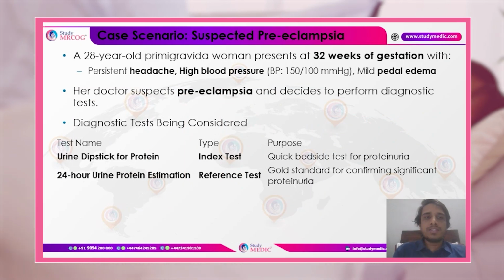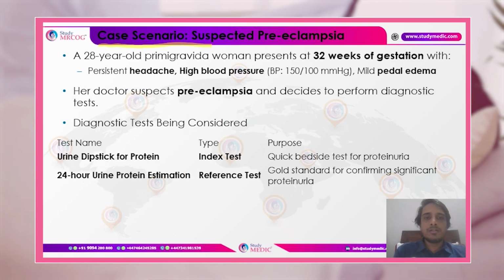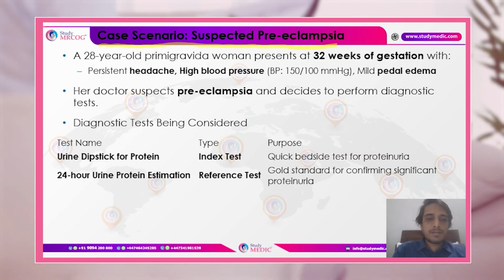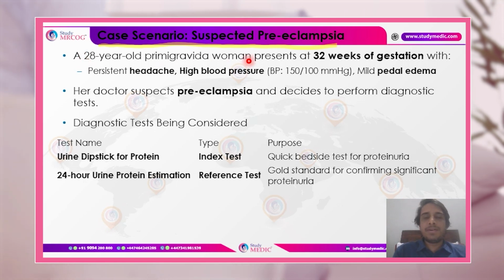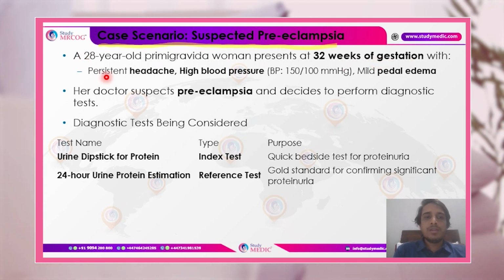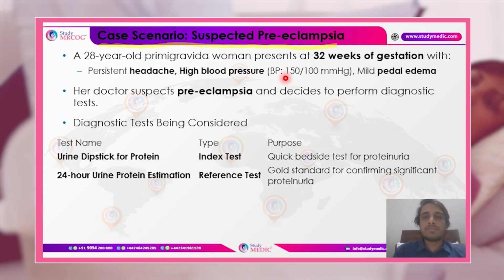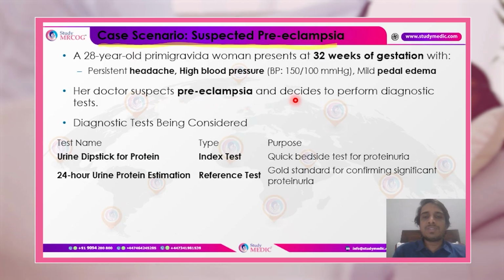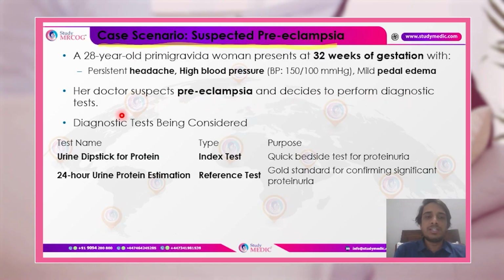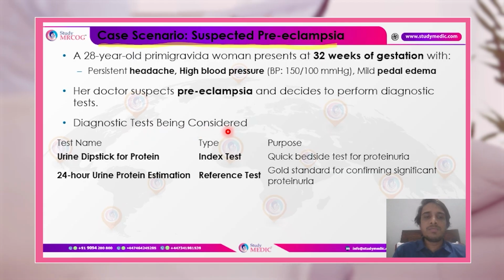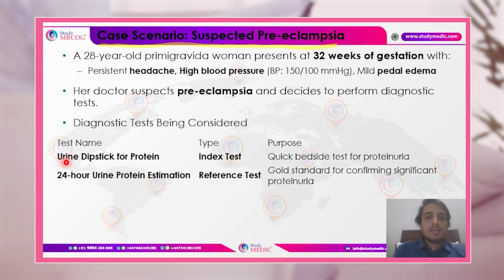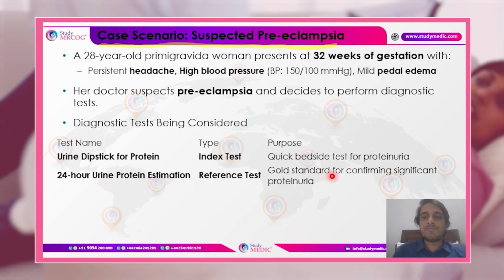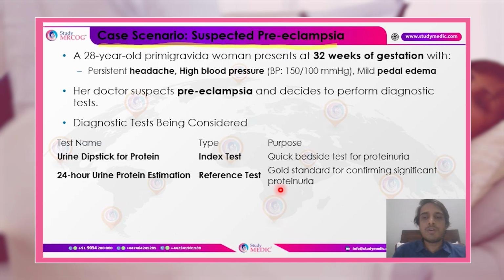Now let us see the case scenario and try to solve the problem. Here a 28-year-old primigravida presents at 32 weeks of gestation with persistent headache, high blood pressure and mild pedal edema. The doctor, suspecting preeclampsia, decides to perform a diagnostic test. The diagnostic tests being considered are the 24-hour urine protein estimation, which is actually the gold standard for confirming significant proteinuria, which is so often seen in preeclampsia.